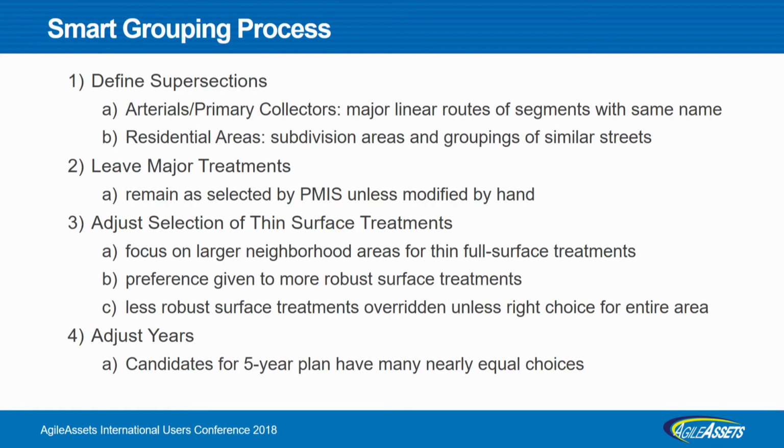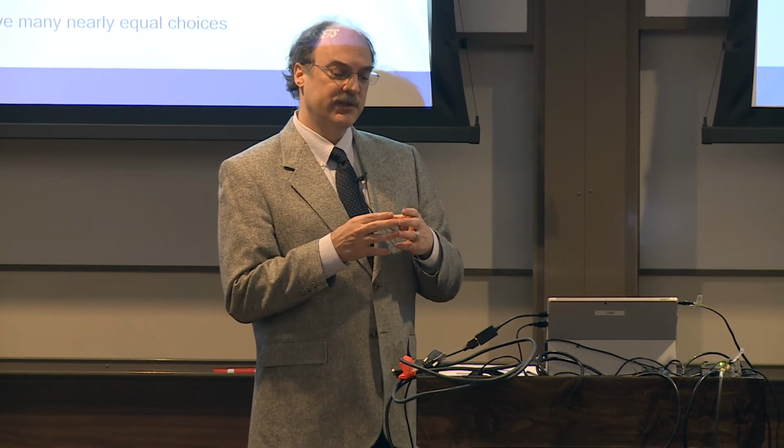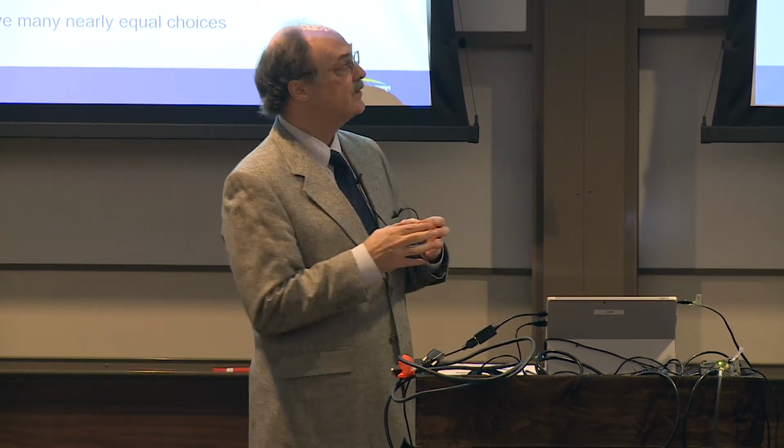So we prefer larger contiguous neighborhood groupings when it makes sense. To do that, we created these larger areas we called supersections, because each segment we used to call sections. So each segment of the network was potentially just picked out by itself. But we created these neighborhood groupings that could be treated as a larger group, so that we could go back and look at the project selections, the candidates, through that lens.